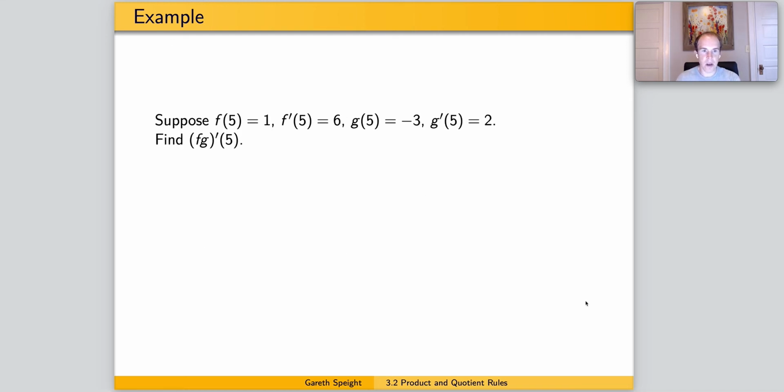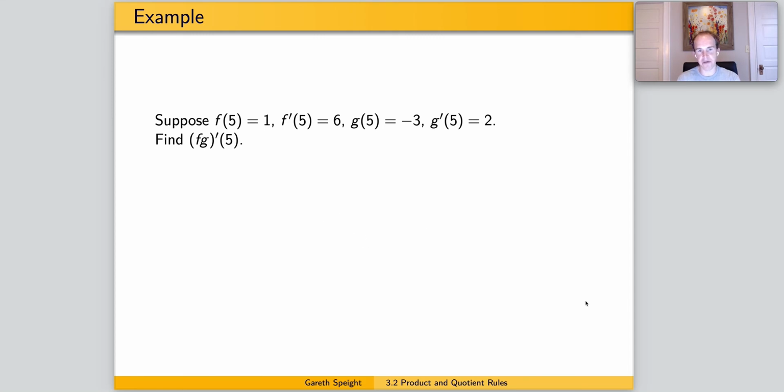But with simple examples like this, especially with things like polynomials and e to the x, then you can find a formula. Okay, another type of example could be with the product rule where instead of giving you a formula for the functions, they give you, say, a table of values or a couple of values of the function and derivatives, and then they ask you to compute the derivative of the product or derivative of the quotient, something like that. So here, for instance, f of 5 is 1, f prime of 5 is 6, g of 5 is minus 3, g prime of 5 is 2.